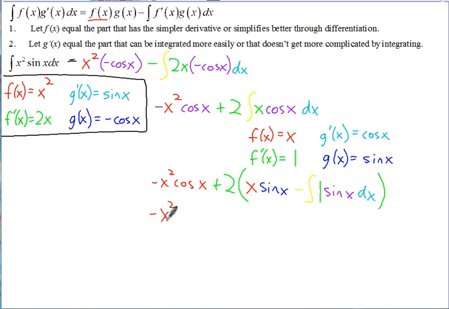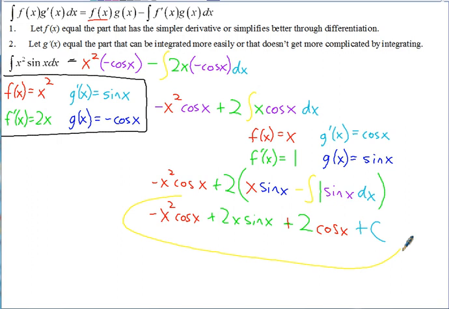So negative x squared cosine x, and distribute out the 2 there. They become 2x sine of x. And here, when you integrate cosine, you get negative cosine. But there's a negative and a 2 that we distribute out in front. So initially you'd have a negative 2 there. But when you integrate sine, it's negative cosine, that changes that to be a positive 2. And then you can put the plus 2 for that. So that would be the answer for the integral of x squared sine of x using integration by parts twice.